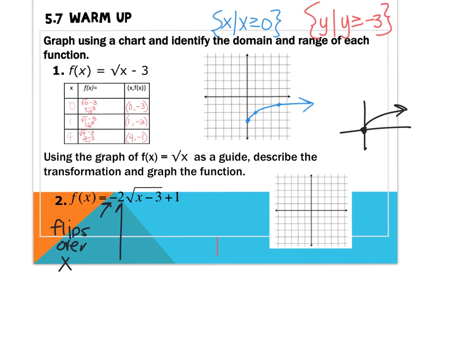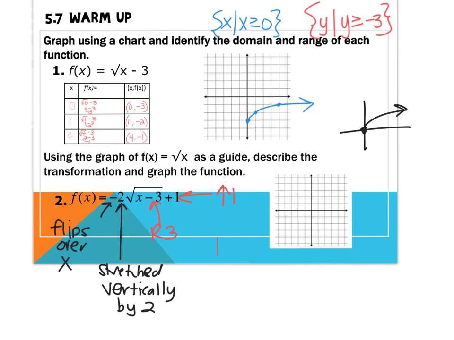What's the 2 doing to this graph? Stretch vertically. And it would be by 2. So it's twice as high. If it was a 2 inside the radical, would it be a compression of 2? It'd be a compression of a half. Oh, yeah. Okay. The minus 3 underneath, what's doing that? Right 3. Good. Right 3, and then the plus 1 on the outside, up 1.